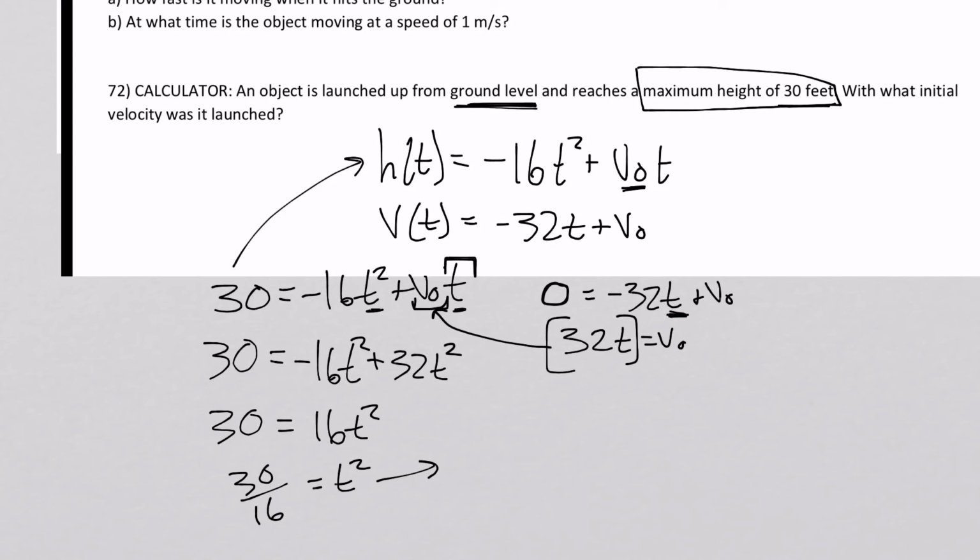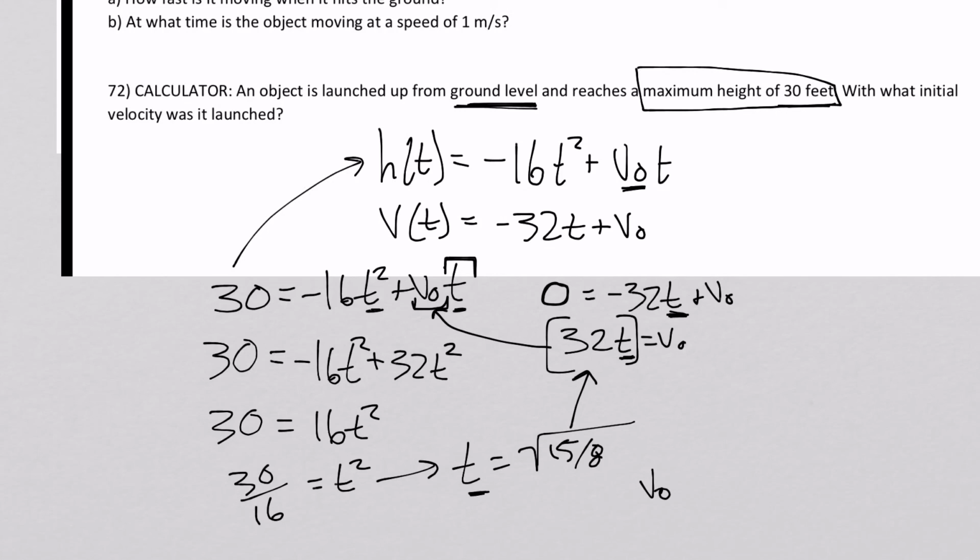Square root both sides. T will equal the square root of 30 over 16, which is the same as square root of 15 over 8. You don't need to change it, but I like simplifying fractions. So we find this value, and notice that here we have an expression for v naught. That's what we ultimately want to find. We want to find the initial velocity, and v naught equals 32 times this t, which we now found to be this expression right here.